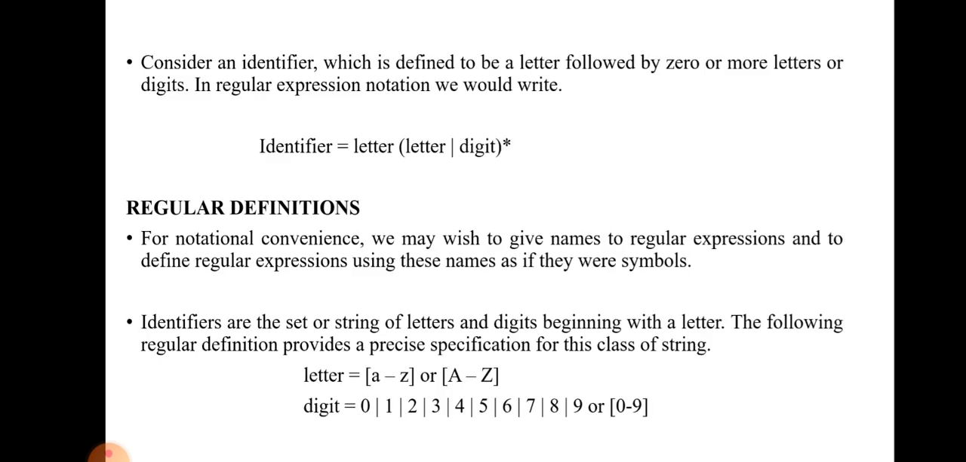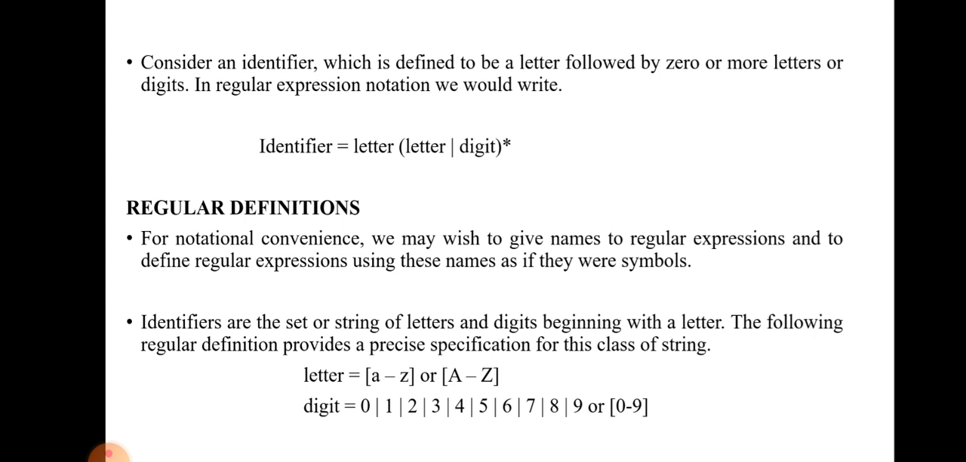Here is an example of a regular expression for an identifier. A letter is followed by letter or digit with zero or more times. So here, letter followed by (letter or digit) with the star closure. Closure in the sense it may or may not be present, zero or more.